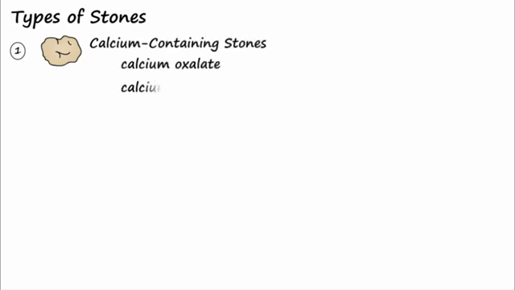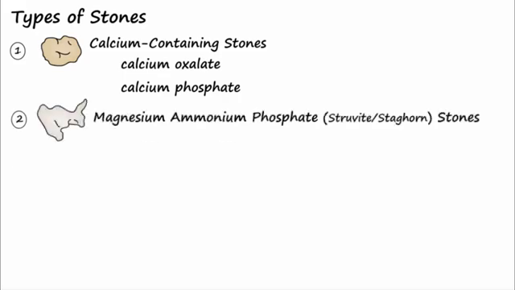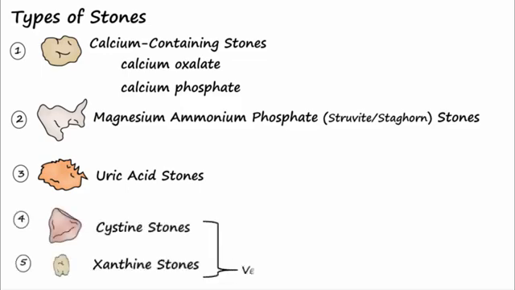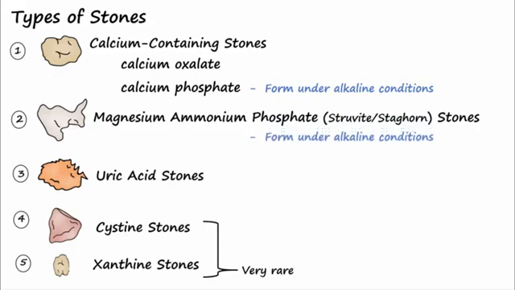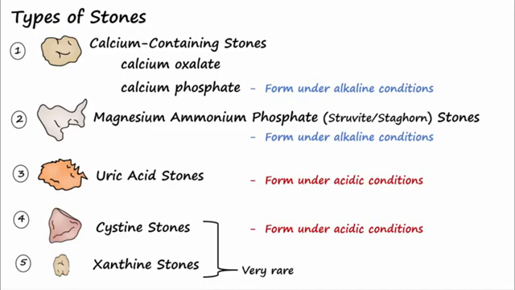Primary types of stones that form, from the most common to least common, are calcium-containing stones, including calcium oxalate and calcium phosphate, magnesium ammonium phosphate, also called struvite or staghorn stones, uric acid, and finally cystine and xanthine stones, which are quite uncommon. Calcium phosphate and struvite stones are more likely to form in basic urine, while uric acid and cystine stones are more likely to form in acidic urine. Calcium oxalate stones may form in either alkaline or acidic urine.